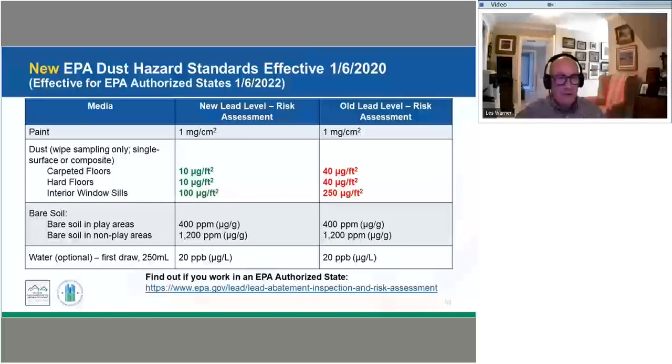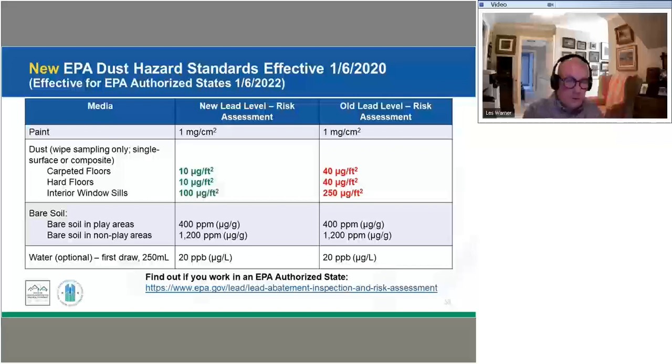So I wanted to point out the current standards, the EPA dust hazard standards. These were updated in 2020. The EPA authorized states had a little bit of a delay on implementing them, but I want to make sure that our folks are paying attention to the current standards. So we have standards specifically for dust sampling, and it's based on where we are sampling.